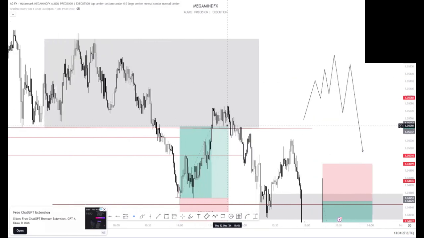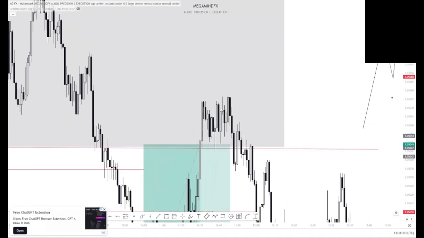Do we have that here? Look at it. Check it out. We have that. See that now? We have that here. It's simple. As soon as it broke this level, you take this.